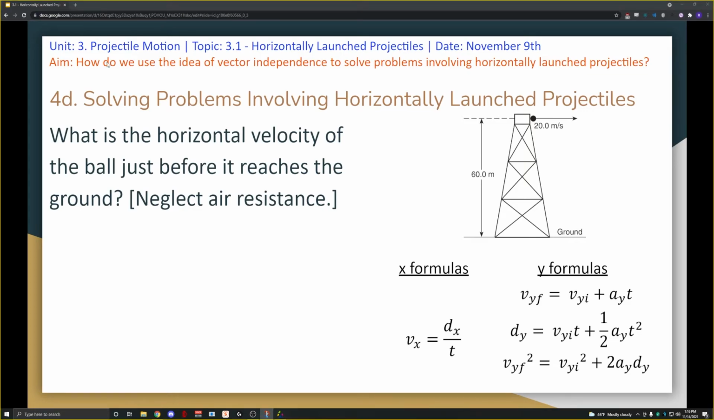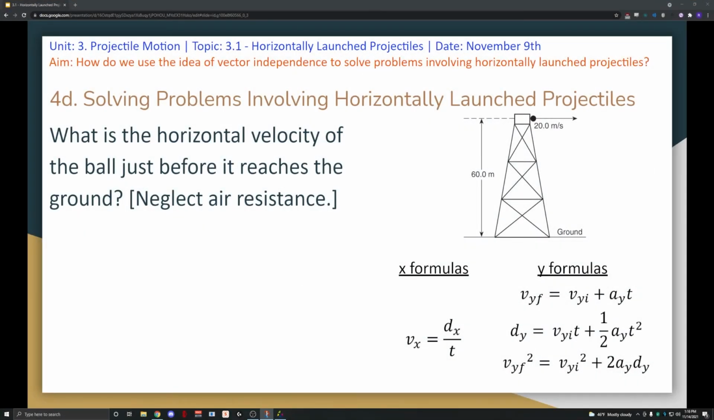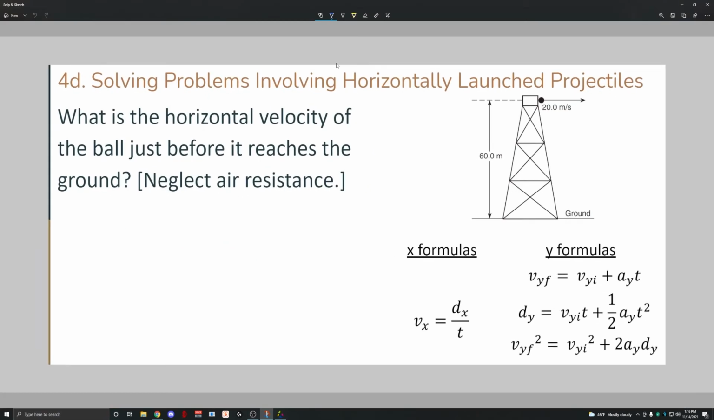So let's do the 4th question. Now this question doesn't require any math. Why does it not require any math? Well, think about it. They're asking you for the horizontal velocity. They're asking you what Vx is just before it hits the ground. So as the object goes to the ground, what is your Vx? What is your horizontal velocity? Right?